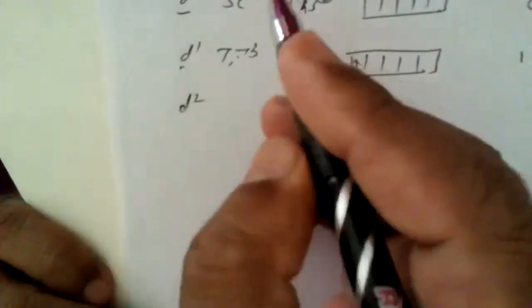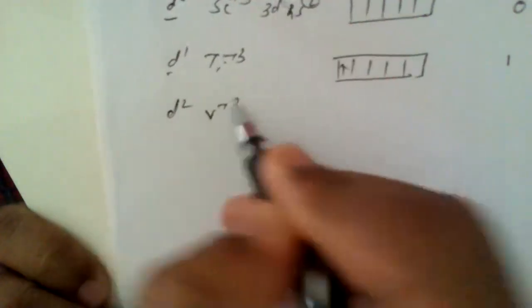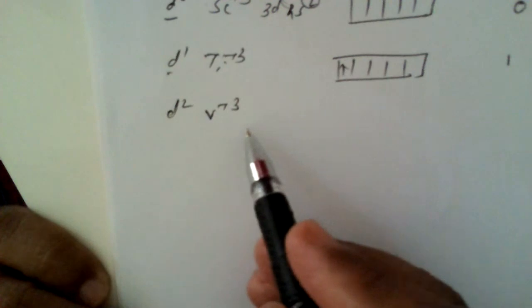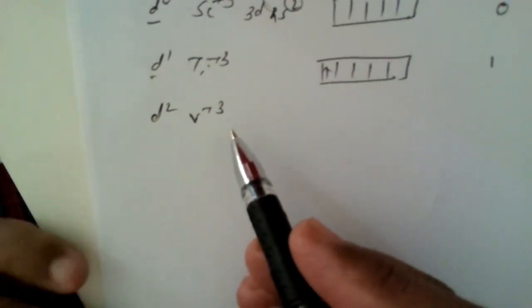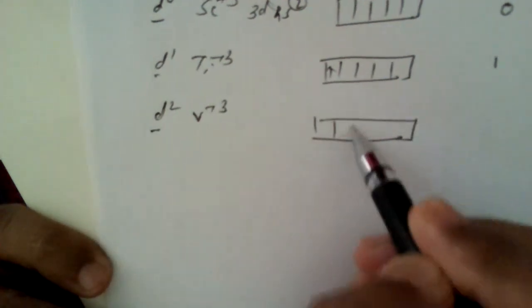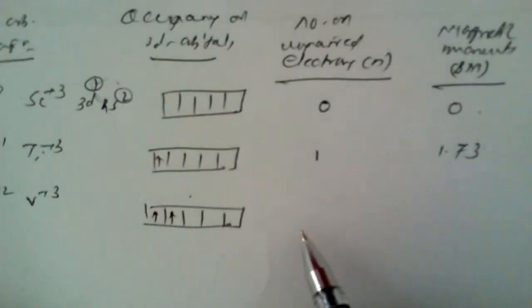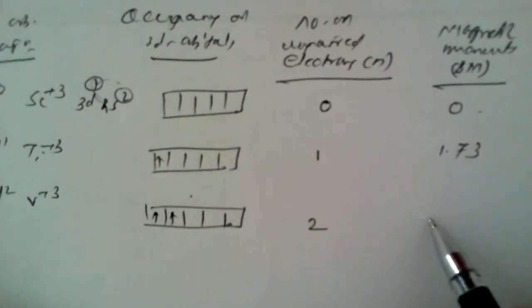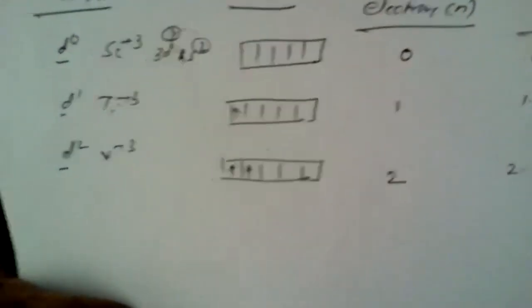Then d2 configuration. For d2 configuration, take for instance the example of vanadium +3. If you refer to the oxidation states that we have seen on Saturday, it has the d2 configuration. That means d orbital containing 2 electrons. So here the number of unpaired electrons is 2, and for 2 unpaired electrons, the magnetic moment is 2.84.